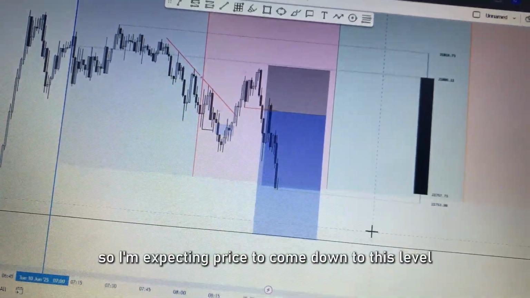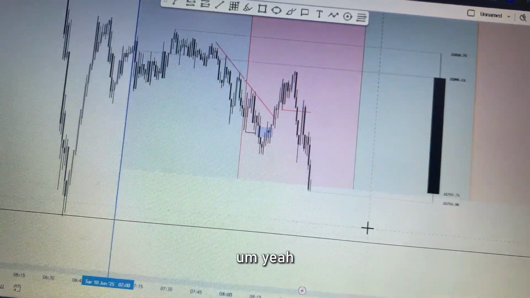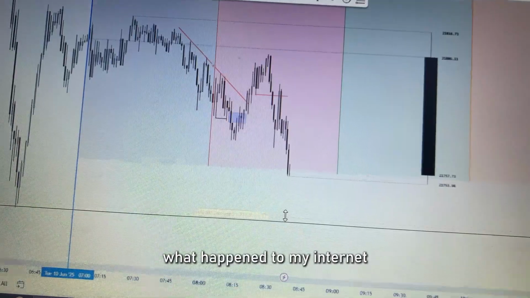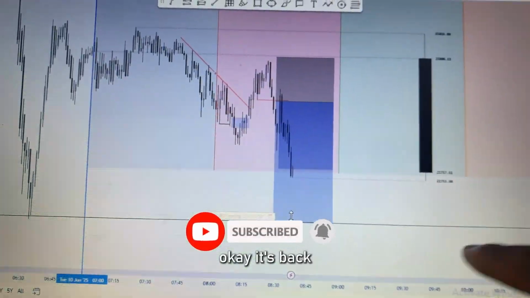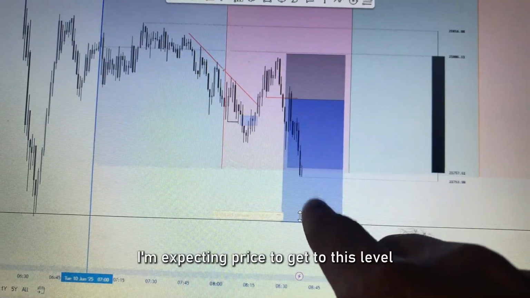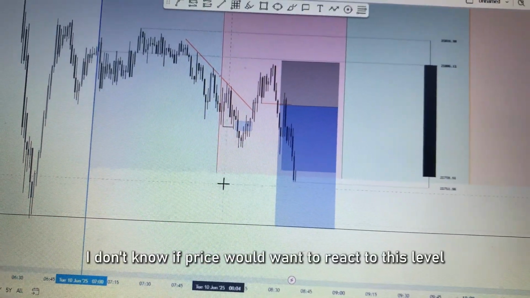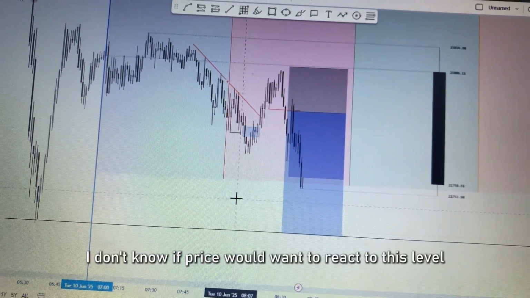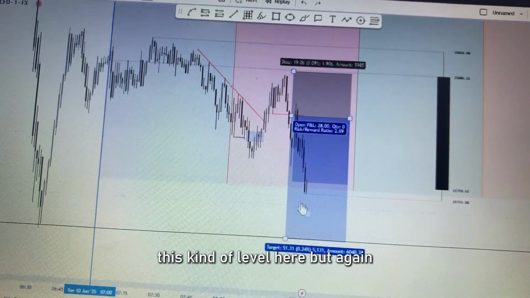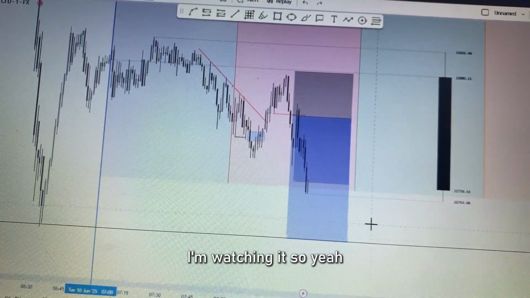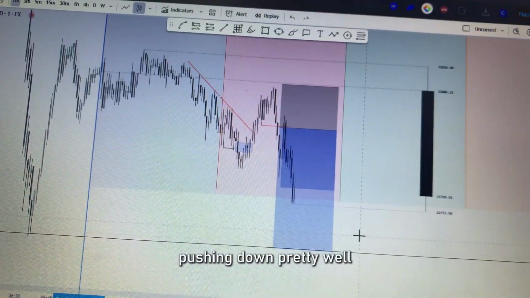That's the momentum. So I'm expecting price to come down to this level. What happened to my internet? Anyways, it's back. I'm expecting price to get to this level. I don't know if price would want to react to this level here, but I'm watching it. But yeah, it's pushing down pretty well.